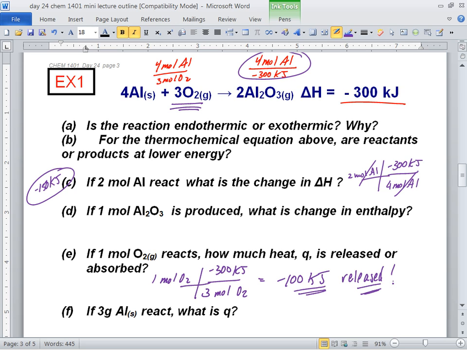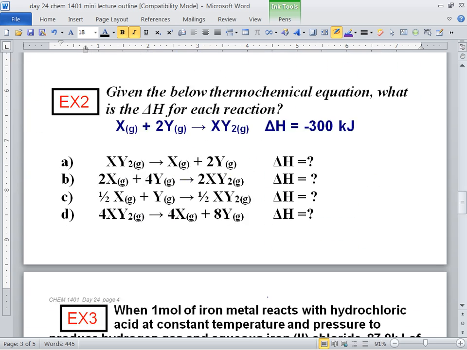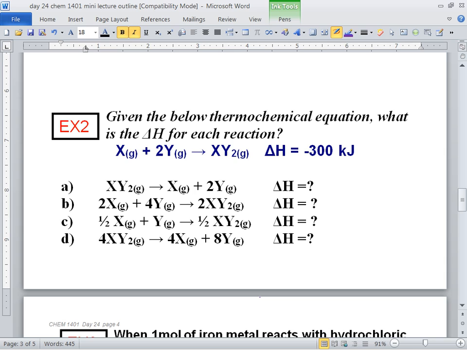Does anybody get an answer for F? Negative 8.34? So somewhere around negative 8, it sounds like, right? Okay, depends on your rounding. You're okay with that? All right. Once you figure out the trick to this, you're going to like these problems. Just have to figure out what the trick is. See if you can figure it out.